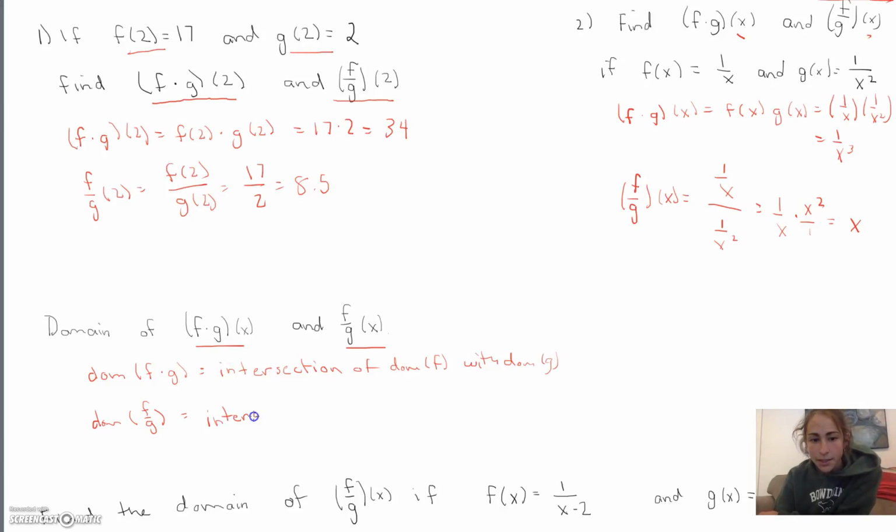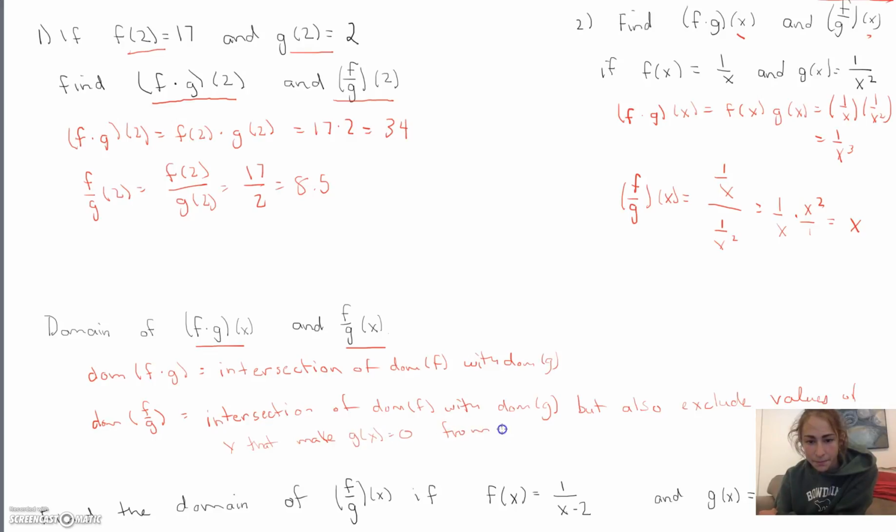So it's still going to be the intersection of the domain of f with the domain of g, but also we'll need to exclude the values that make g equal to 0. So values of x that make g of x equal 0 from the domain. So let's do an example of this to make sure that it all makes sense.